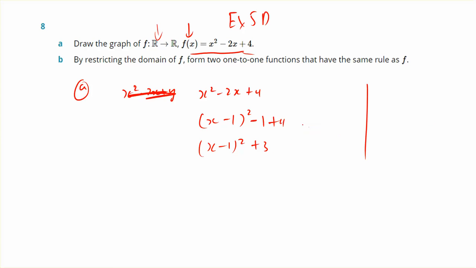This is useful because I know that my turning point's there and it's going to be a smiley face, so I'm not going to get any x-intercepts. All I need to do is find the y-intercept. Y-intercept: x equals 0, so f of 0, in function notation, happens to be 4. So we have a y-intercept at 4 and a turning point at (1, 3). It's going to look something like this.